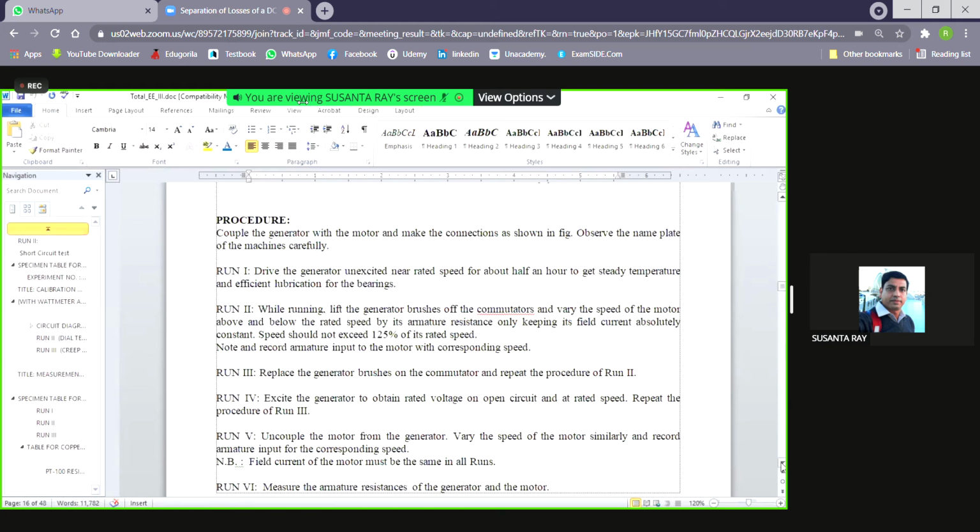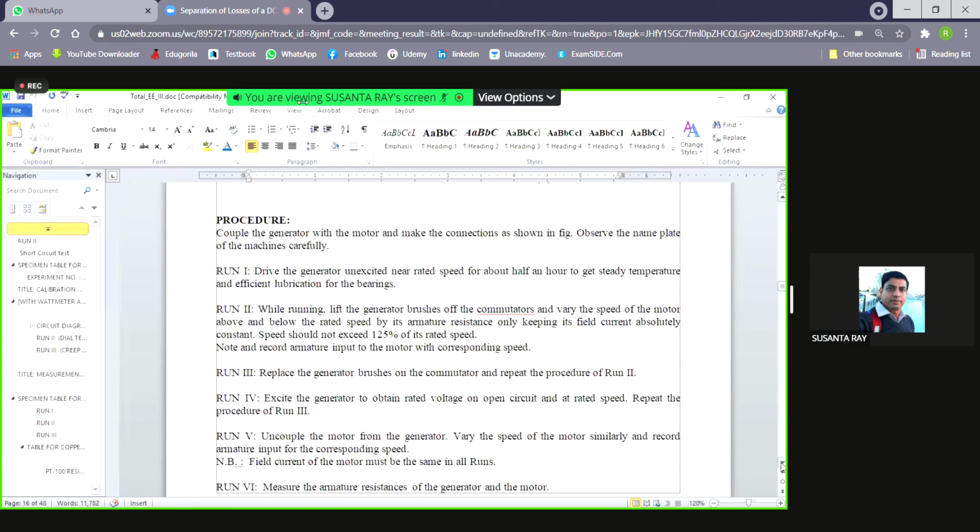Exciting means, you know, sending current through the field winding. Excite means flowing the current through the field winding. So the field winding of the generator should be excited in this run. Okay, so if that is the case, then what will you get across the generator armature terminals A1, A2?